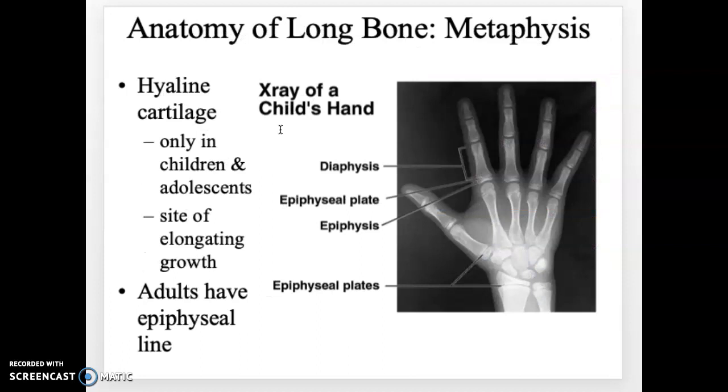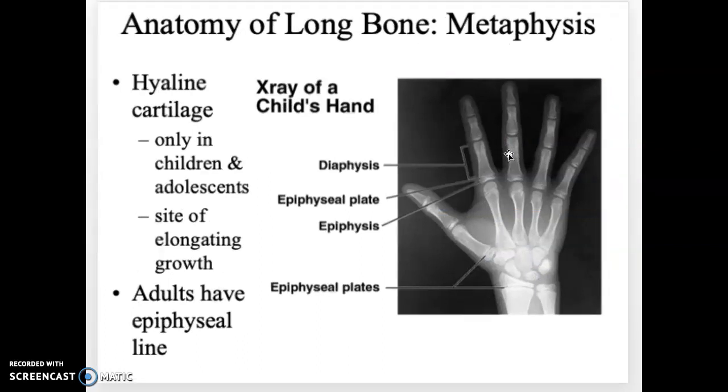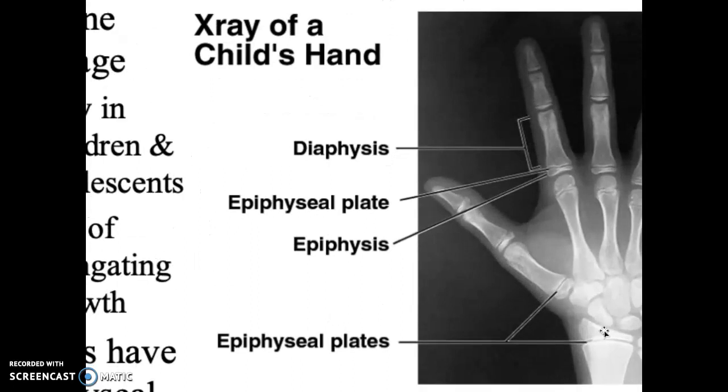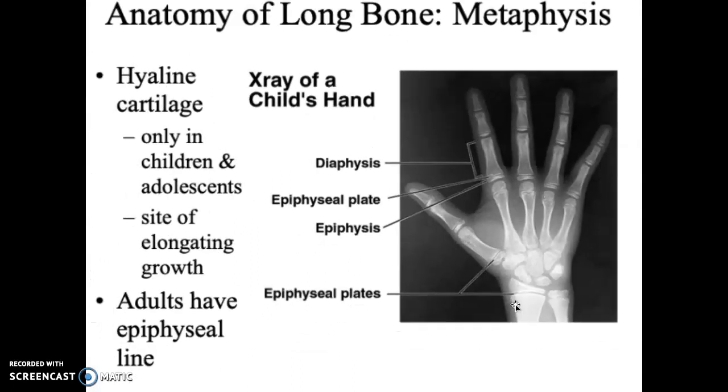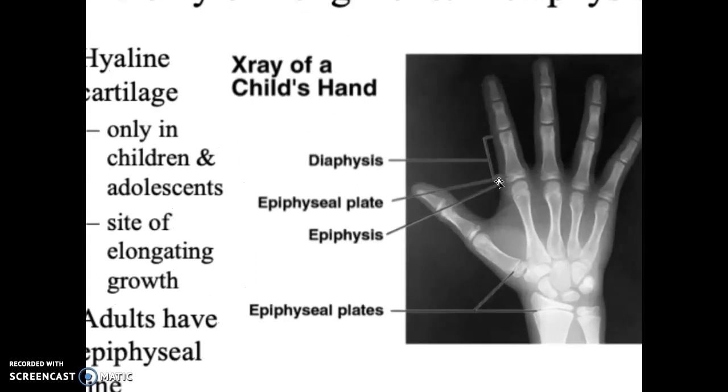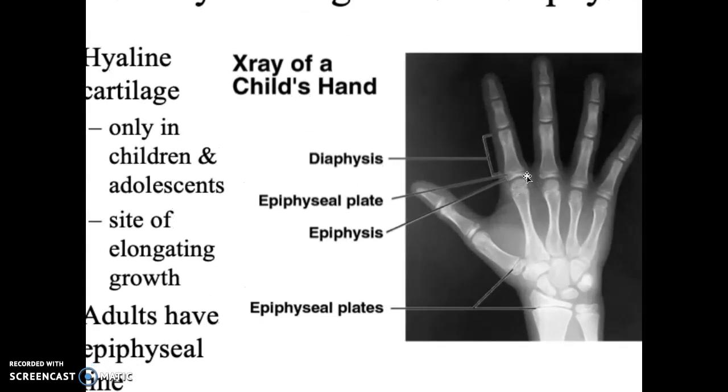So this is an x-ray of a kid's hand. If we look at the x-ray, you can see the diaphysis here, and then you can see the epiphysis here, and then you can see this black line. That's the epiphyseal plate or the growth plate.